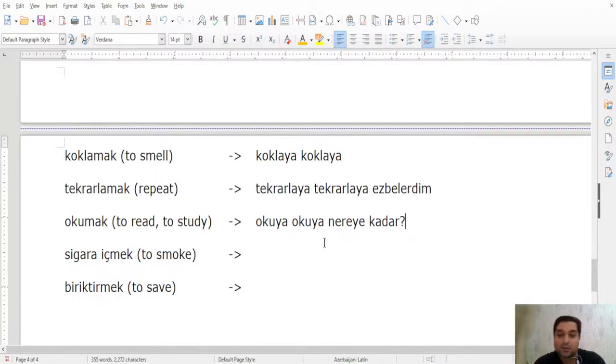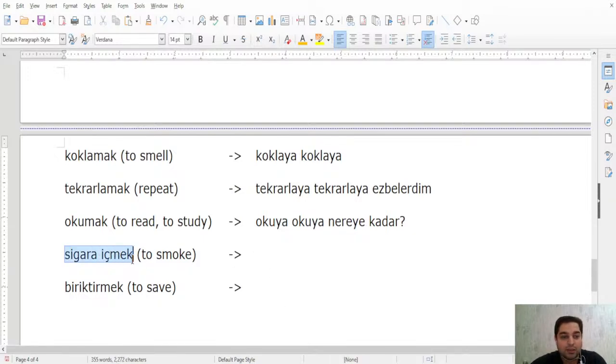Until what? Until where? Sometimes people ask other people that, right? Okay, you are studying. You finish your bachelor, you finish your master, you want to study PhD. So okuya okuya nereye kadar? So how much do you want to go? That's a rhetorical question, of course. And again, we have here the ya, not but ya because of the two vowels.